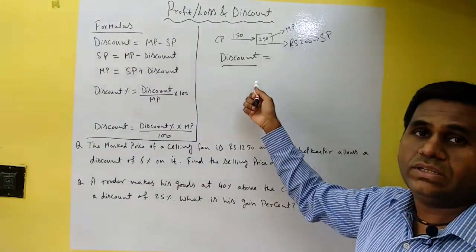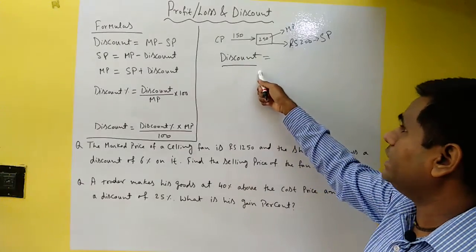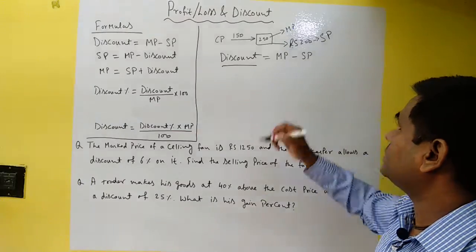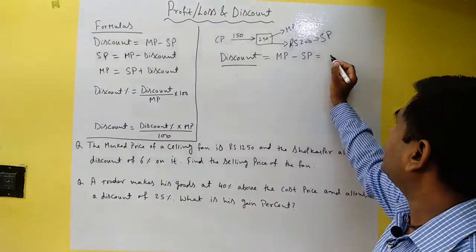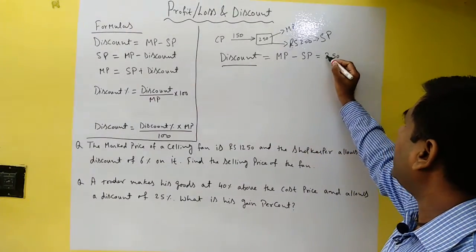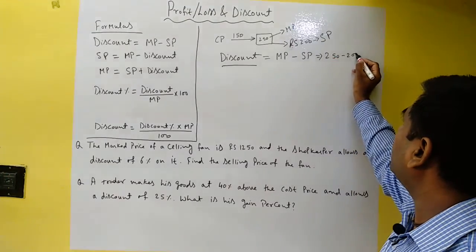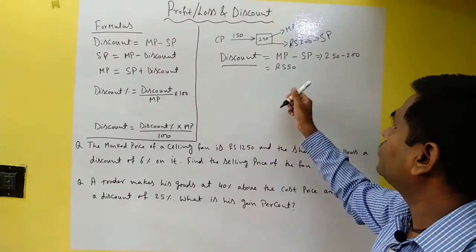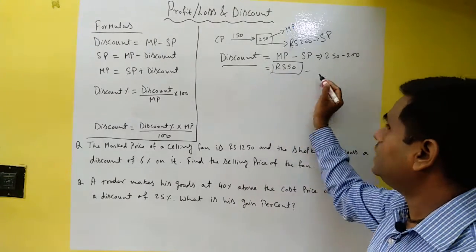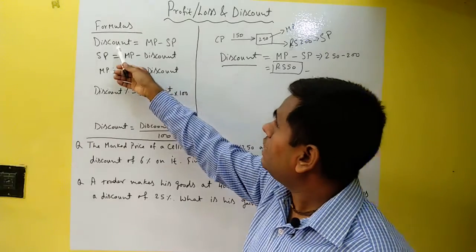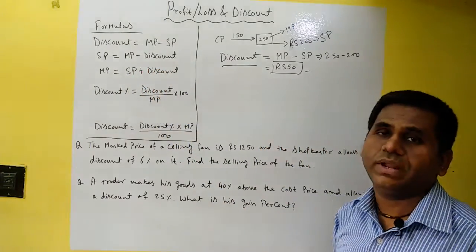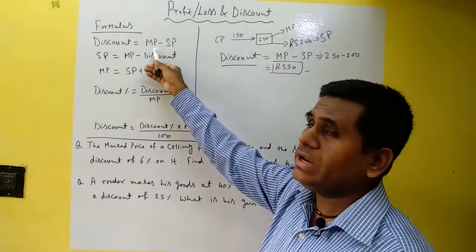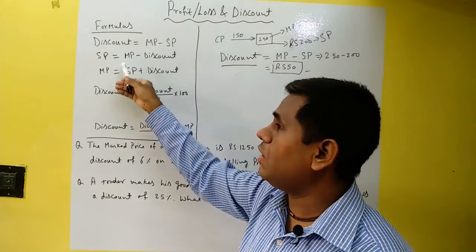So how to calculate the discount? Discount is calculated as marked price minus selling price. In this case, marked price is 250 and selling price is 200, so discount is rupees 50. The same you can see I have written here, the first formula: discount is equal to marked price minus selling price.